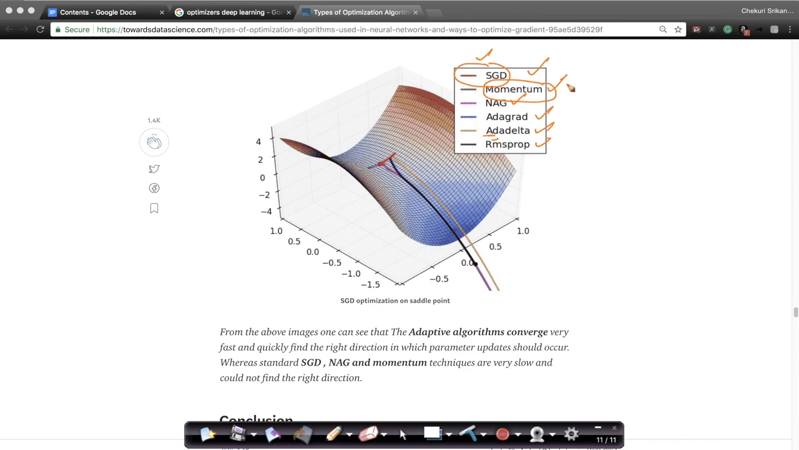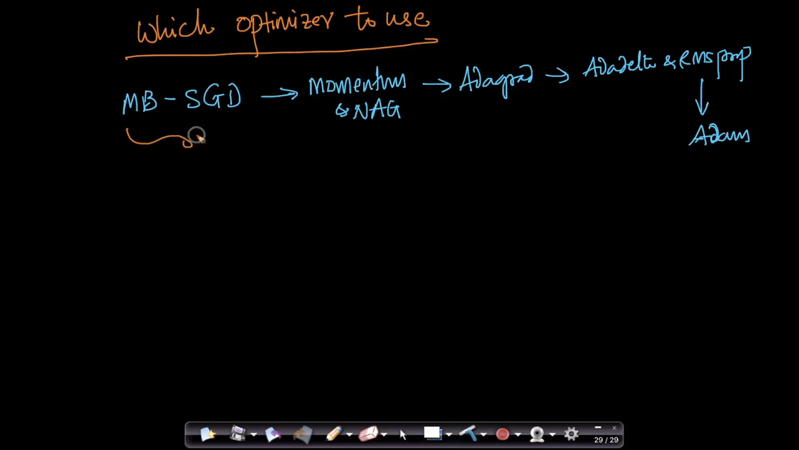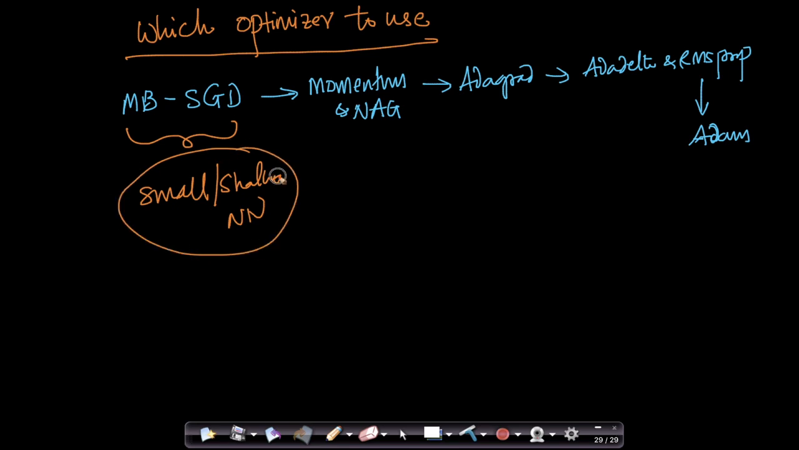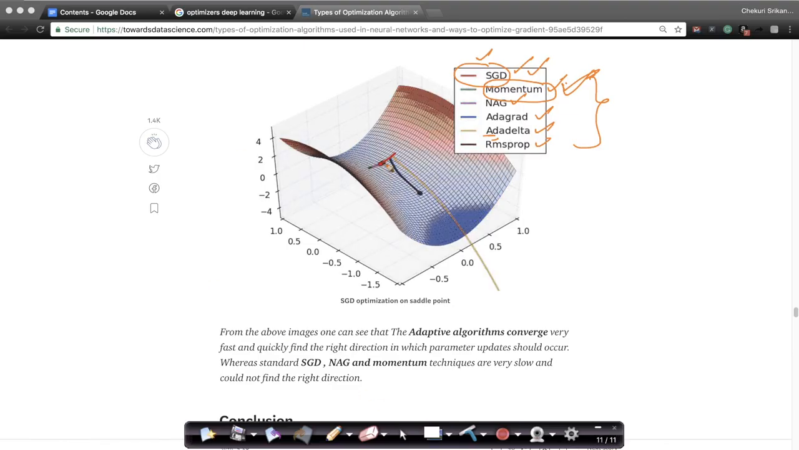So one of the big advantages of momentum based techniques is avoiding the issue of getting stuck at saddle points. Most of the other algorithms, except your mini batch SGD, can get past local optima, or to be very specific, saddle points. So you should use mini batch SGD only when you have a small, very shallow neural network. And when do you know that you have stuck at a saddle point?